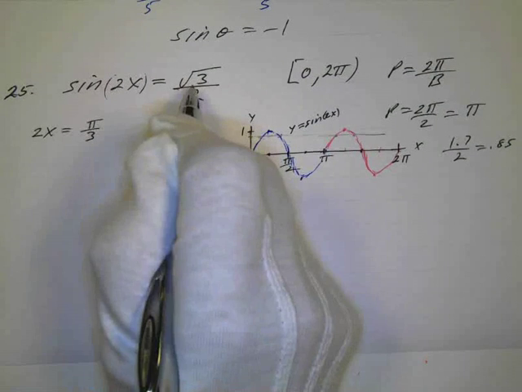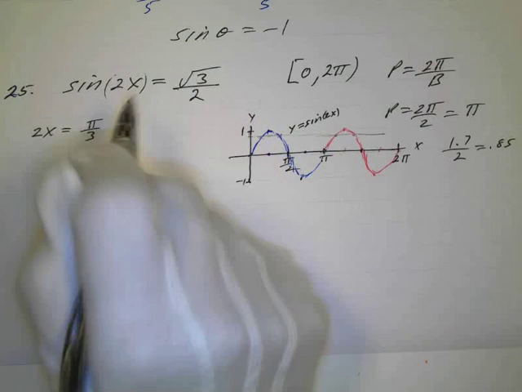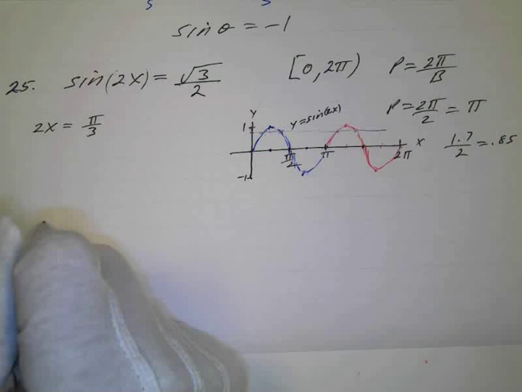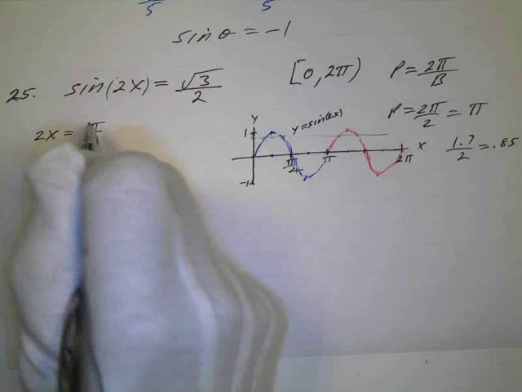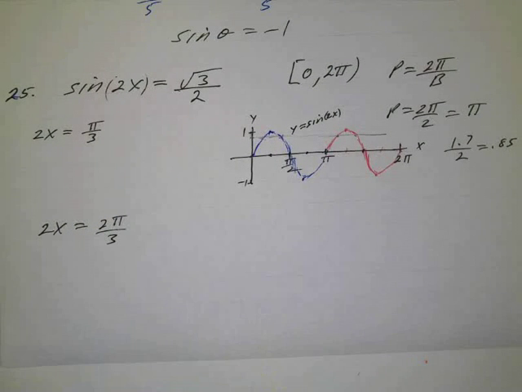Now also, since it's positive, it could be in the second quadrant, because sine is positive in the first and second quadrant. So it could also be 2x equals 2 pi over 3. Okay, so we got those two possibilities, pi over 3 or 2 pi over 3 for 2x.